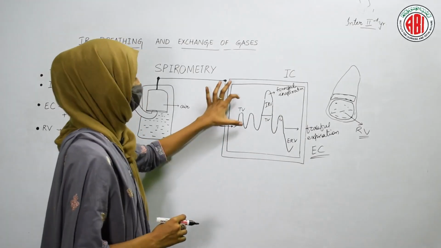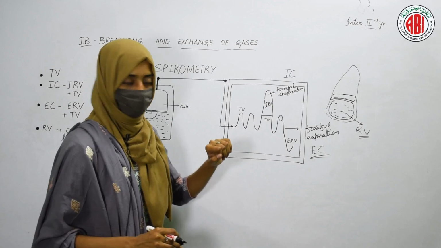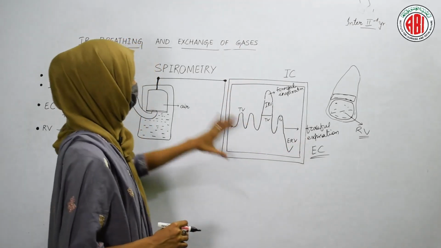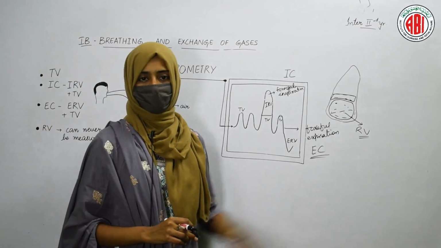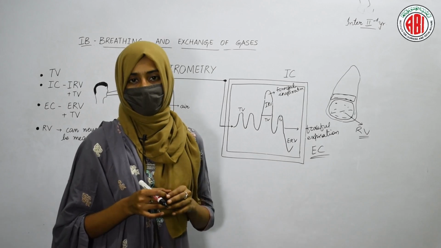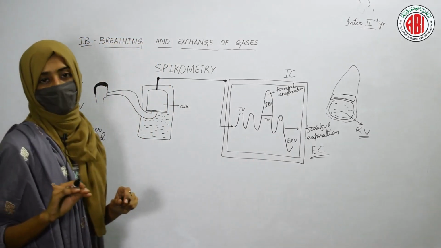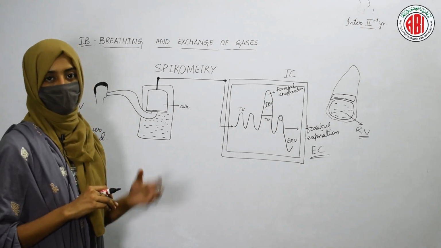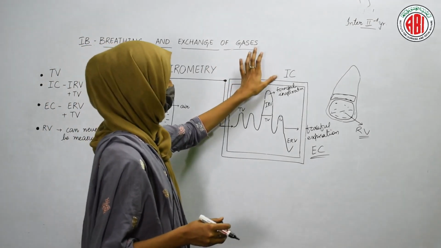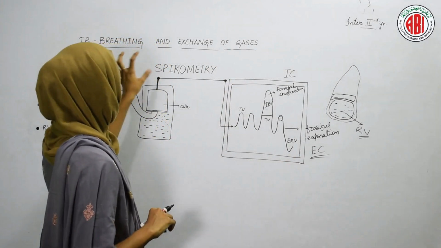We can measure tidal volume, inspiratory reserve volume or inspiratory capacity, and also expiratory capacity by using a method, spirometry. What about residual volume, which is a fixed amount of air that is always there in our lungs? This residual volume can never be measured. It cannot be measured by any method. Only capacities like inspiratory capacity and expiratory capacity can be measured by a method called spirometry.